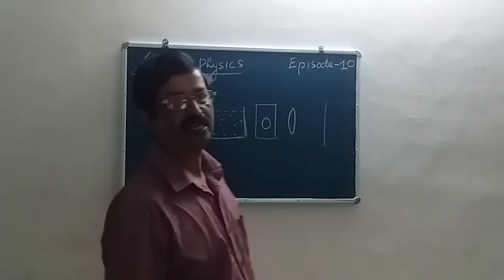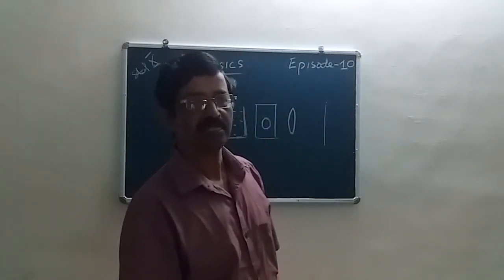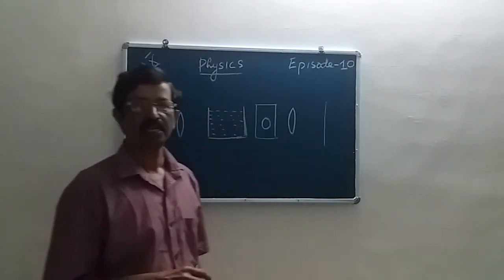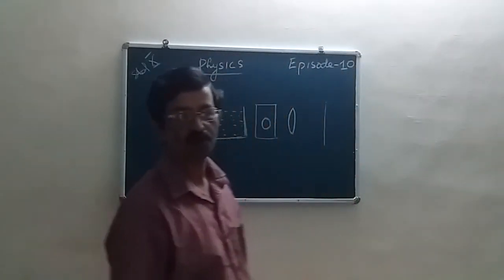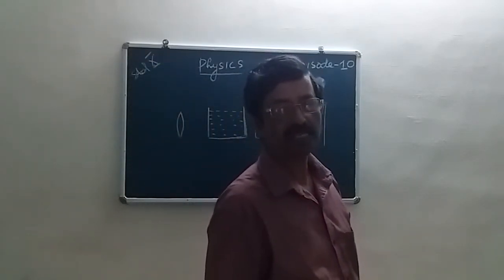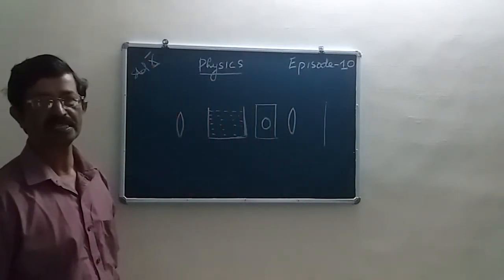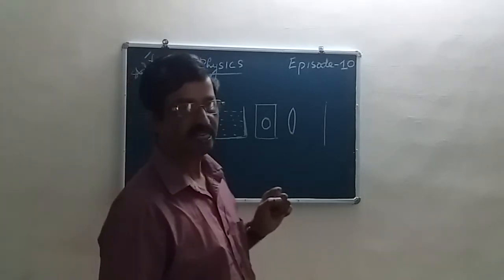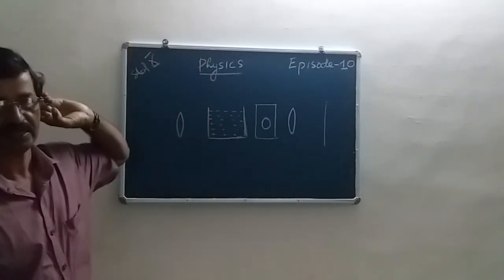Now, we want to discuss what the reasons are for scattering, and also why the sky appears blue, and why during sunset and sunrise the sky appears red in color. See, here we are going to do an activity.